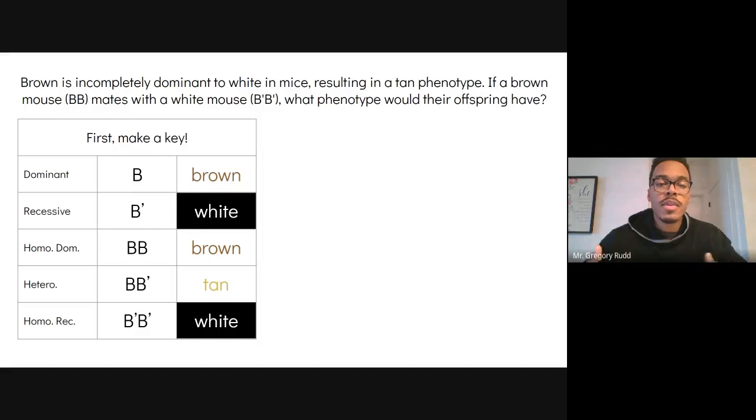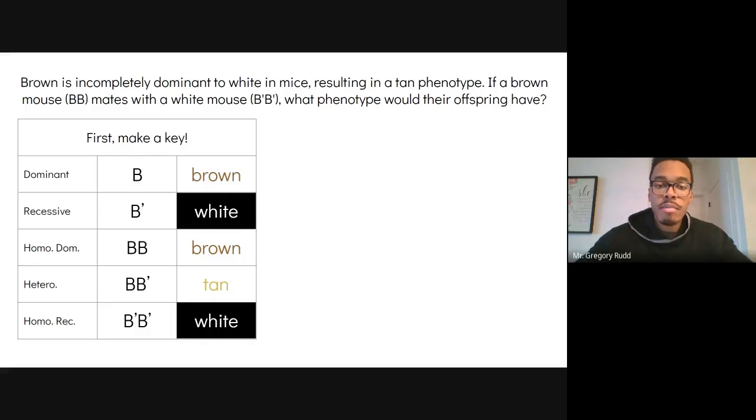This is the difference between complete dominance and incomplete dominance. If this were complete dominance, then the heterozygous phenotype would still be brown, just like Rudy said. Because in complete dominance, the dominant allele will always hide or mask the recessive allele.